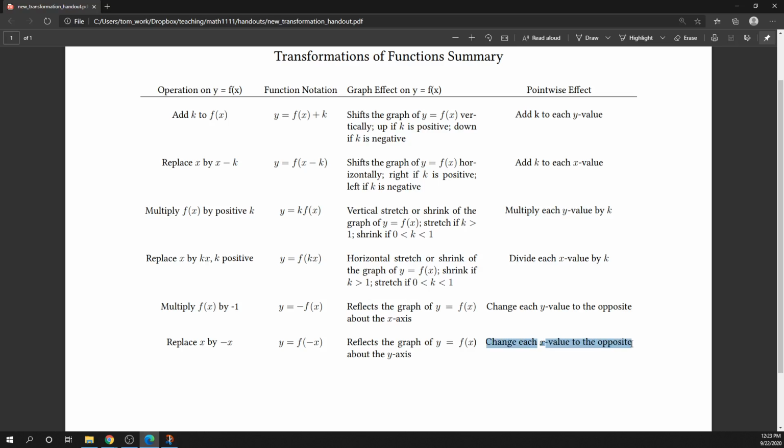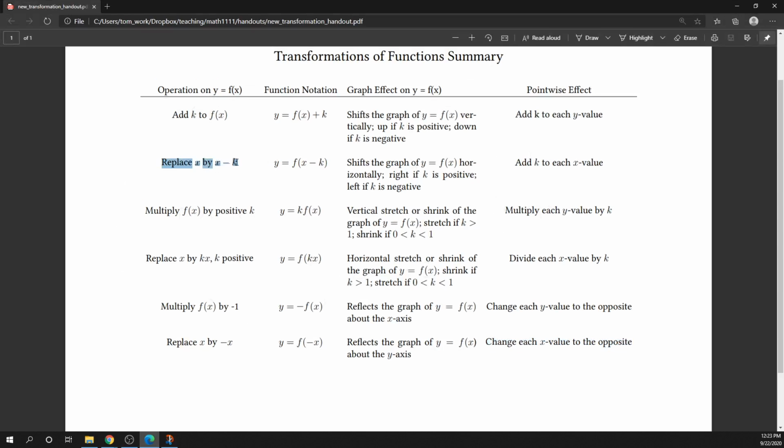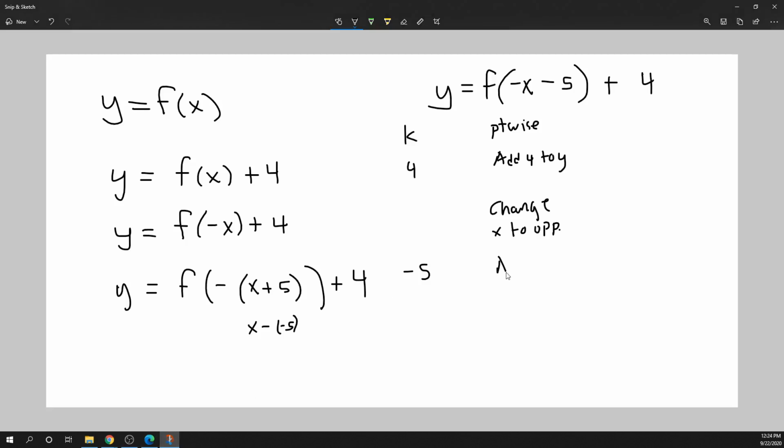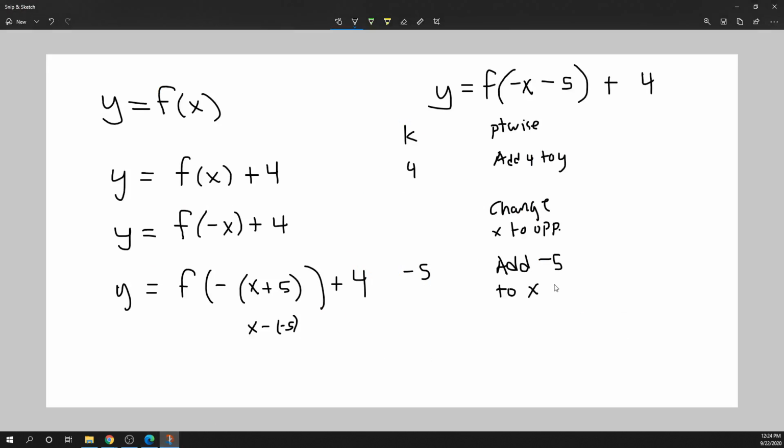All right, this one, we replaced x by minus x, so that's this one down here. And so what we would do is change each x value to the opposite, or multiply the x value by -1. On the last one, we replaced x by x minus a number, so that's this one right here. And so we would add k to each x value. The k was -5. I think I said y, but it should be x. So we would add -5 to each x value. And so that's what we'd do to these points.